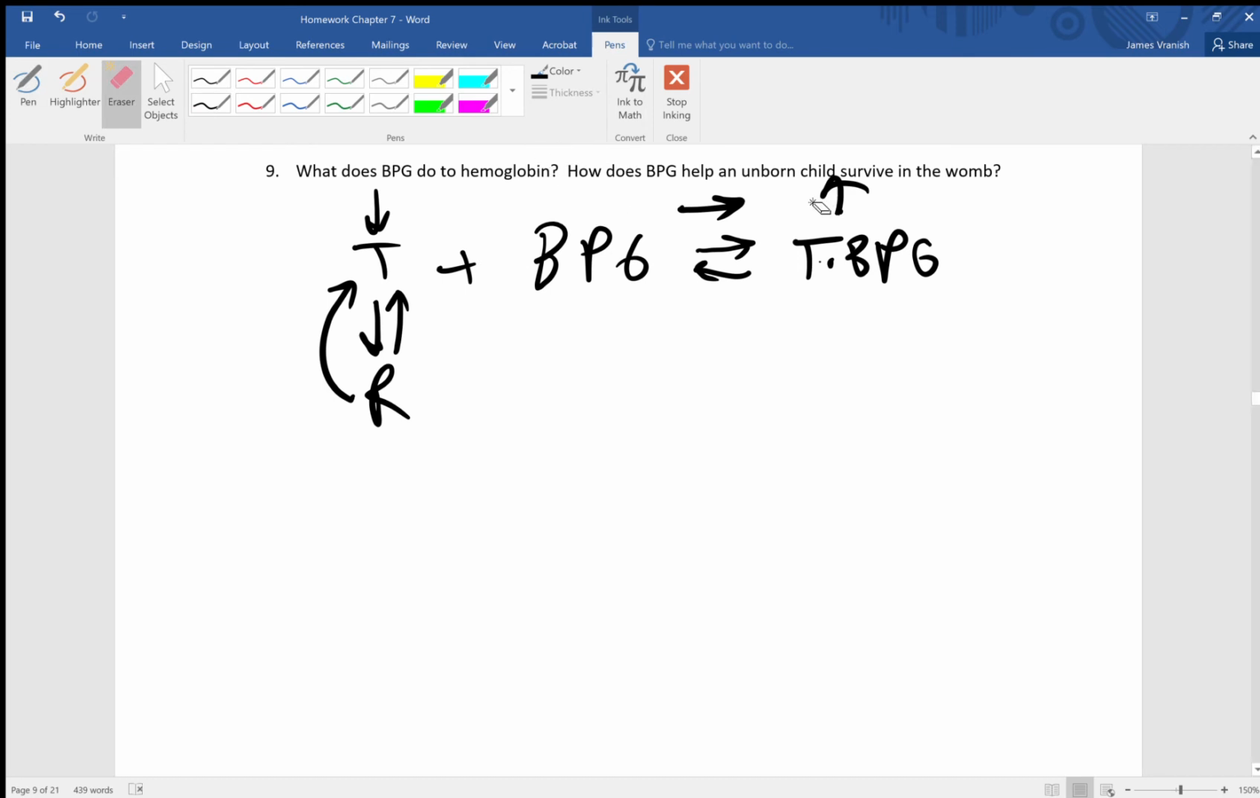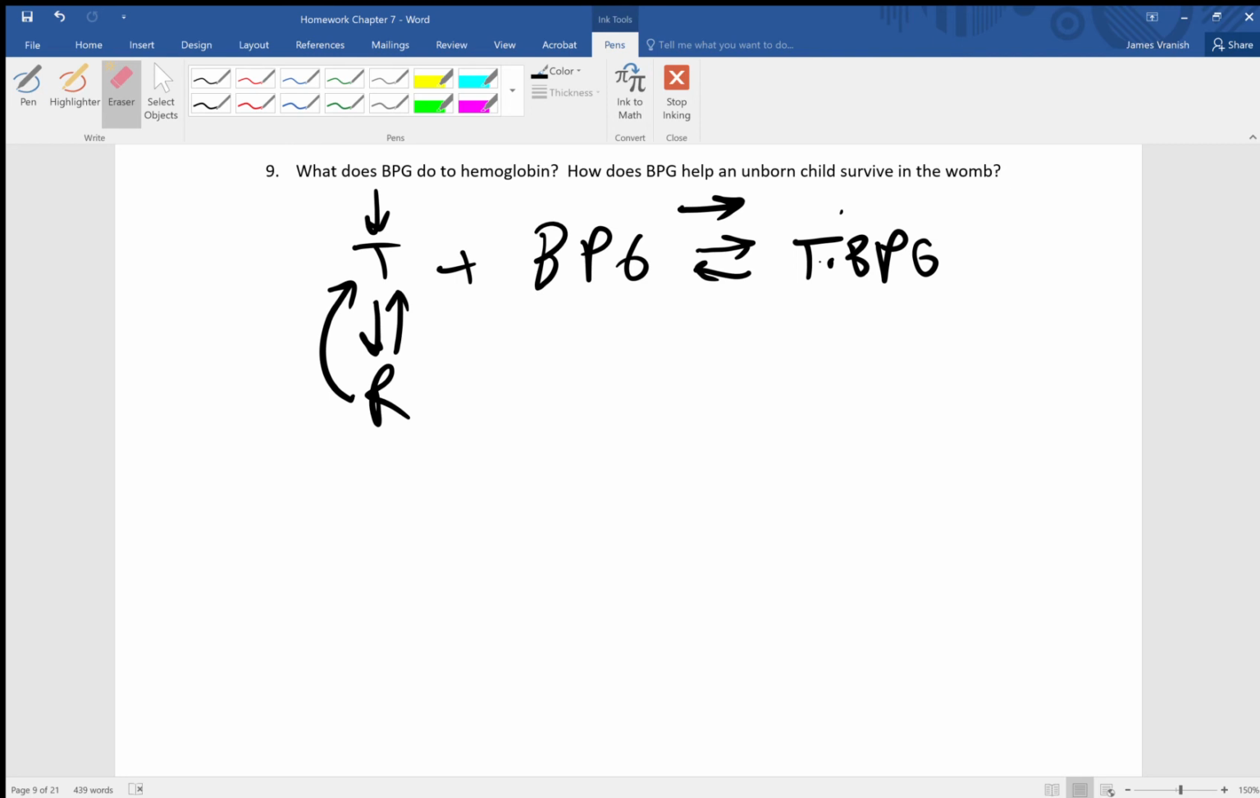All right, now, so in a nutshell, BPG converts protein towards the T state and lowers the affinity of hemoglobin for oxygen. All right, well, lowering the affinity of hemoglobin for oxygen allows the hemoglobin to release oxygen more so. All right, so BPG allows hemoglobin in the mother to release its oxygen more so towards the child.